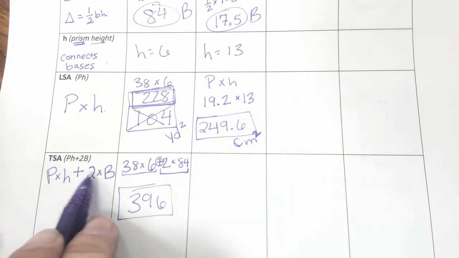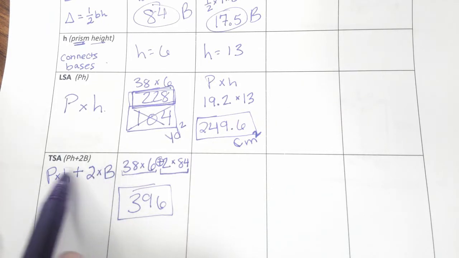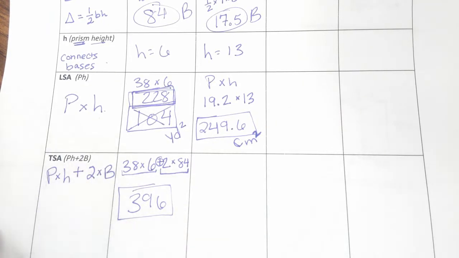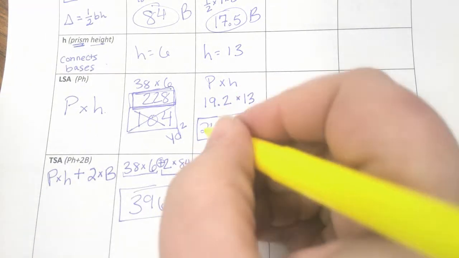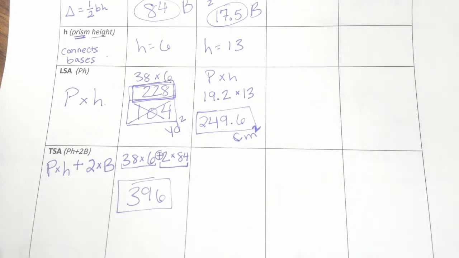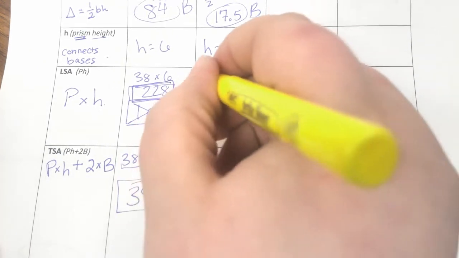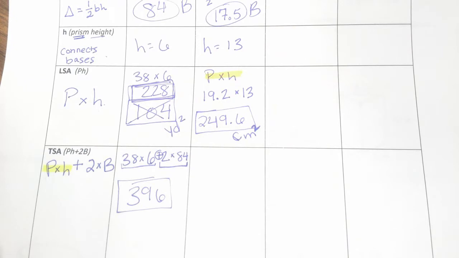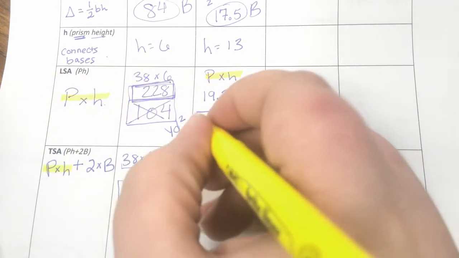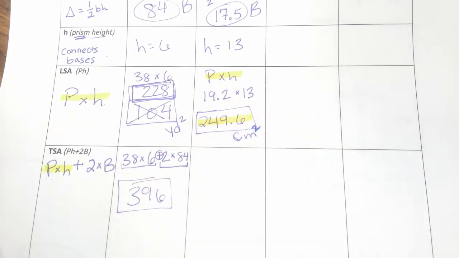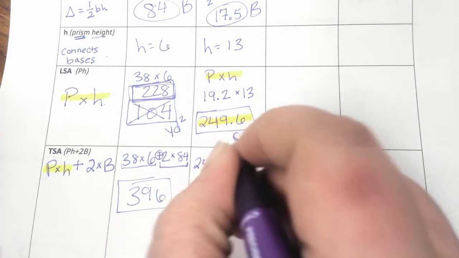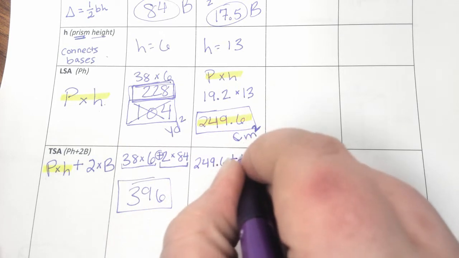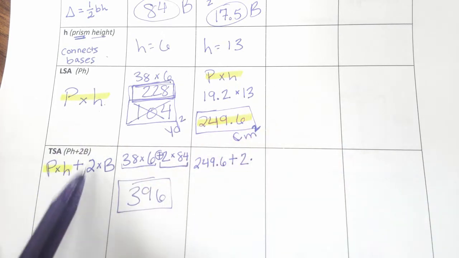P times H plus 2 times big B is the formula for total surface area. And a lot of us have recognized in class, we're starting to get pretty savvy. P times H we've already found, so we can just write that number down. This is what most of you guys do in class. 249.6, and then you can do plus 2 times whatever big B was, in this case 17.5.